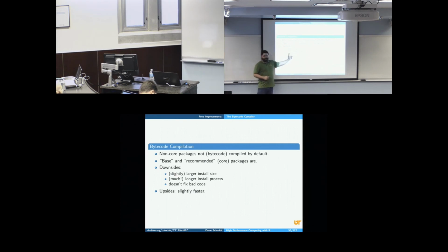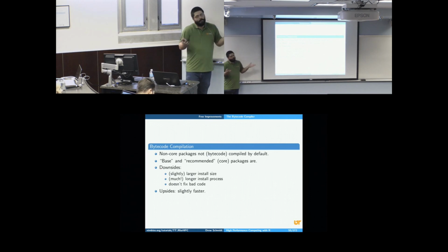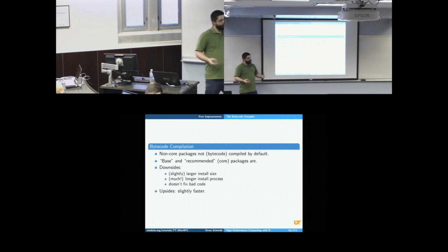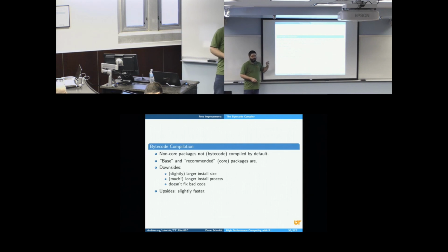And again, it doesn't fix bad code. Back to this idea that R is dumb. R is not clever. It'll do what you tell it to do, right? So a real compiler, like a C compiler, will fix certain bad practices. Not all, but certain bad practices. The bytecode compiler will not, and we can prove it. The upsides: it'll be slightly faster, and it's completely free.